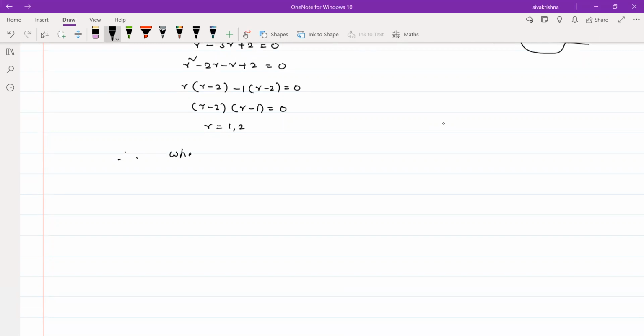when r is equal to 1, we have to substitute in P. Once again, I am writing the point P: 4r minus 3, 3r minus 4, and minus 5r plus 8. We substitute in this particular point. We get 4 into 1 minus 3, that is 1; 3 into 1 minus 4, that is minus 1; and minus 5 plus 8, that is 3. So the first point is (1, minus 1, 3).